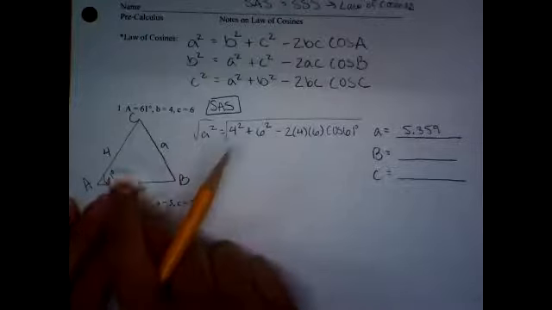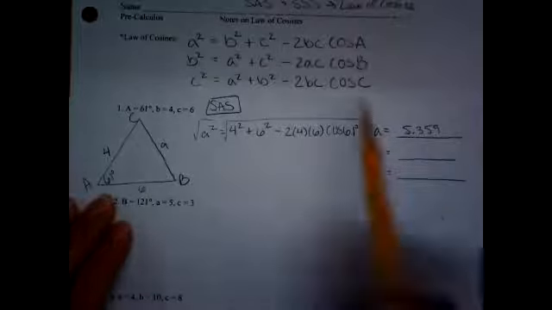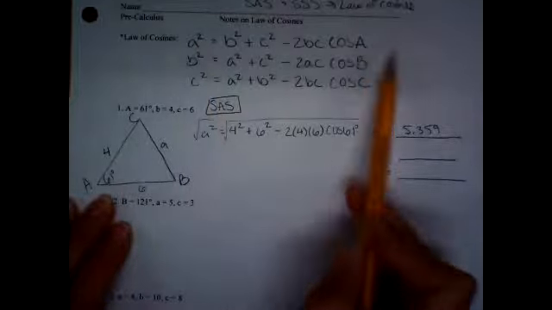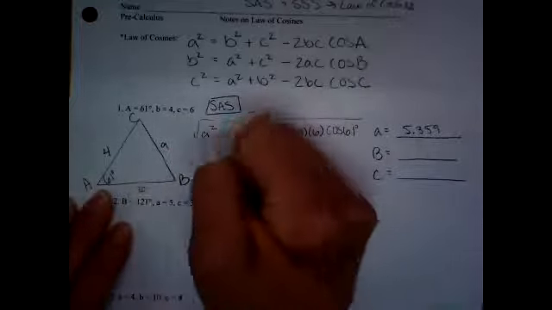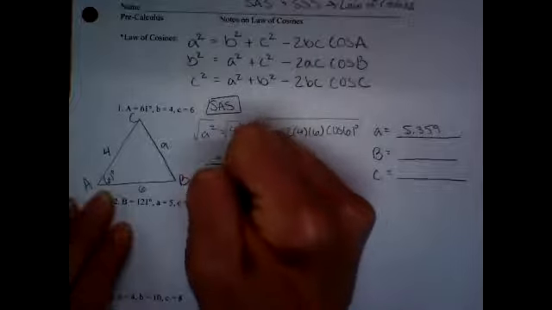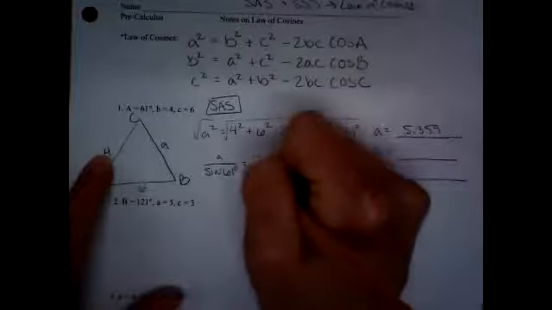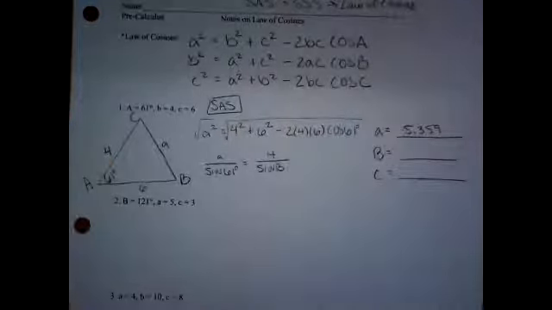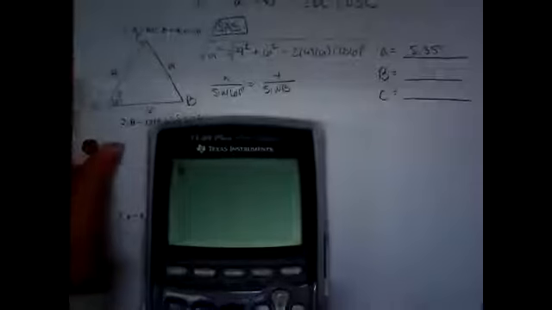Now, since we have A, we have a side across from an angle. We can do law of sines. You want to do law of sines, not law of cosines, because law of cosines is really complicated. So once you get a side across from an angle, that's what you want to set up. A over sine of 61 equals, and then we're finding B next. So it would be 4 over sine of B. Honestly, the hardest part is typing it in the calculator.